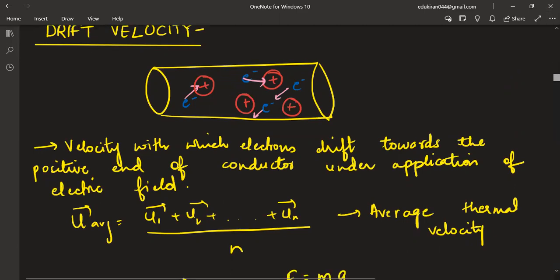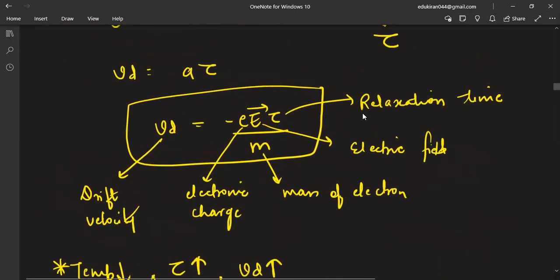So the formula of drift velocity, you should remember, this formula is sufficient. Vd is equal to minus E tau by m. Vd is the drift velocity. Small e is the electronic charge. Capital E is the electric field. Tau is the relaxation time. And m is the mass of electron.